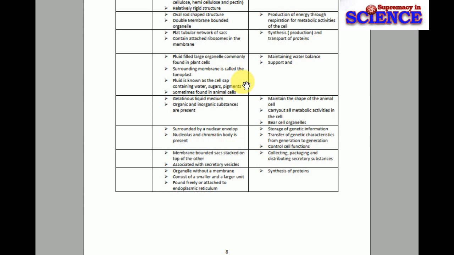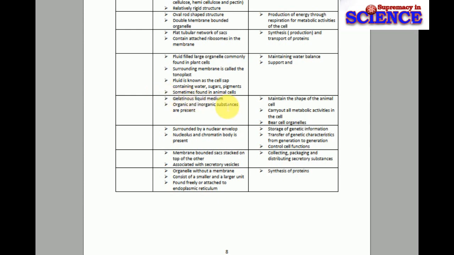So if we go to the other parts, when we are labelling this thing, maintain water balance, that's the main function of this vacuole. And the other thing, support and function. The word function is missing here. Support and function is not appropriate here. You can apply the word storage. Support and storage, right? Remember those things. Next structure, gelatinous liquid medium.